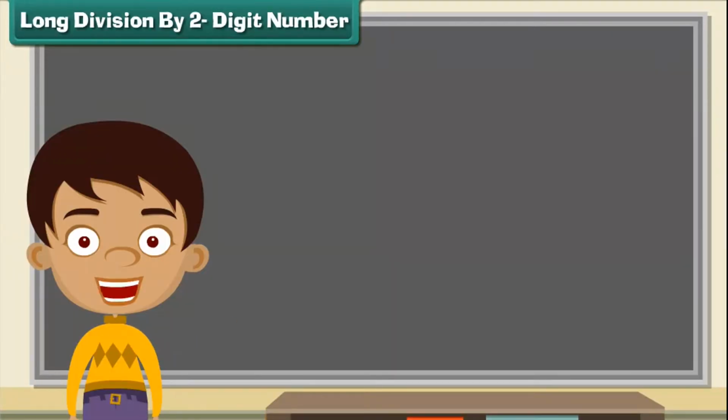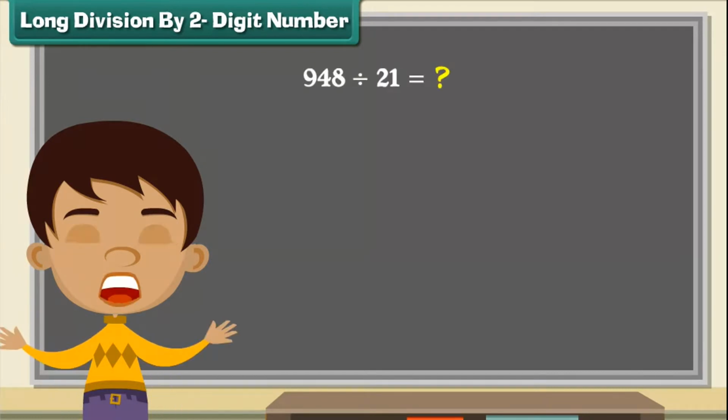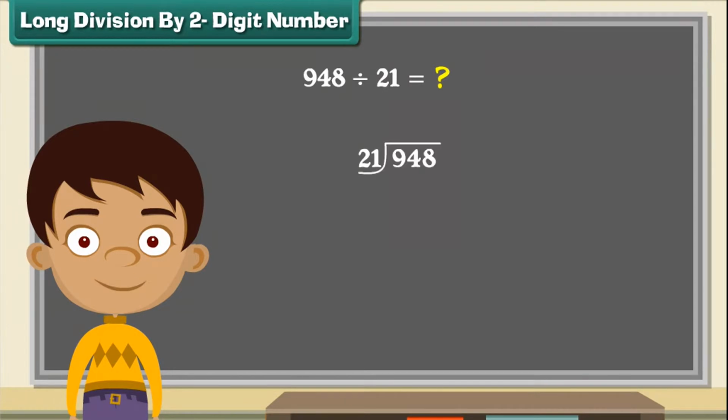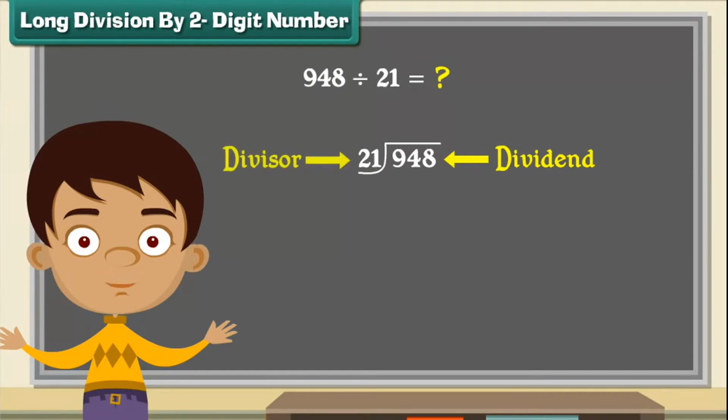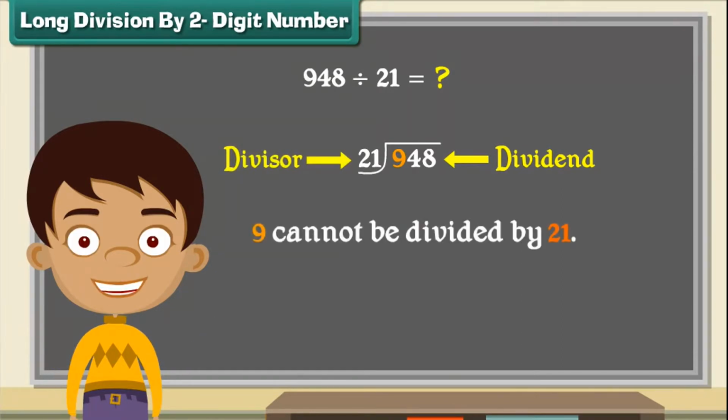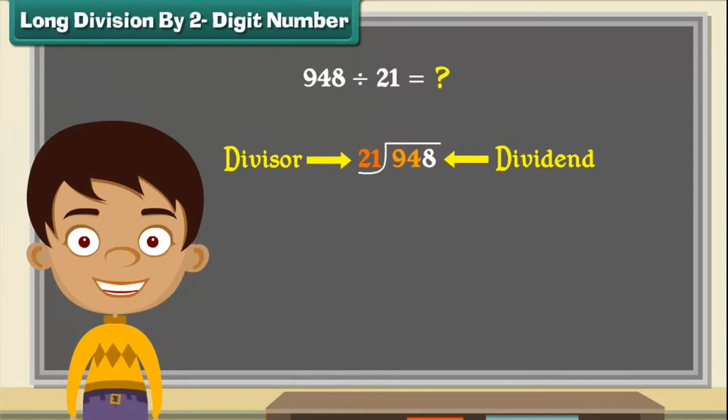Long division by a two-digit number. Let us now learn to divide 948 by a two-digit number 21. The number 948 is the dividend and 21 is the divisor. 9 cannot be divided by 21. So look at the first two numbers from the left in the dividend. Divide 94 by 21. 21 fours are 84. Write 4 above 94 and 84 below 94.